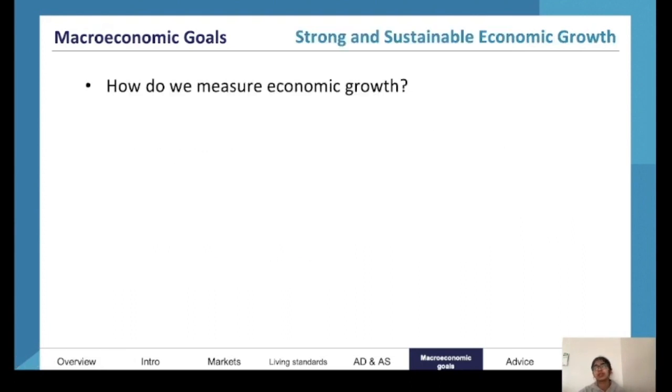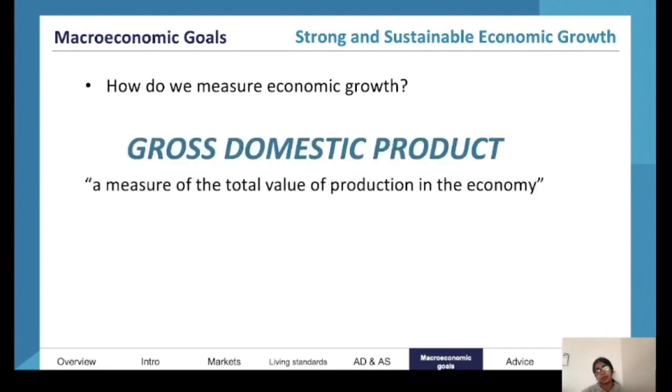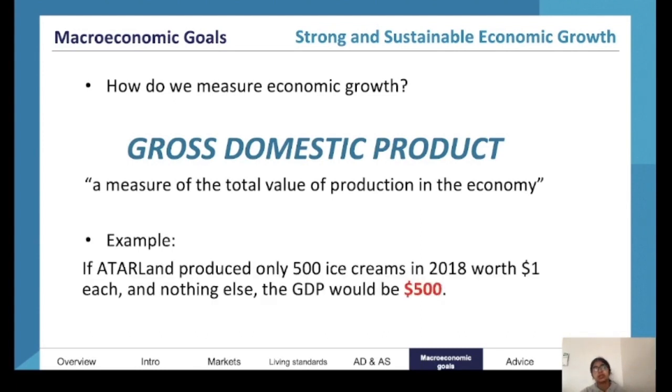How do we measure economic growth? Now this is our second goal of strong and sustainable economic growth. The purpose of this goal is just to make sure that we've got a strong, sustained increase in real GDP every year. So we're growing with our real GDP. Remember, GDP means gross domestic product, which is the total value of production in the economy. So for example, if we have 500 ice creams produced in 2018, GDP is 500.